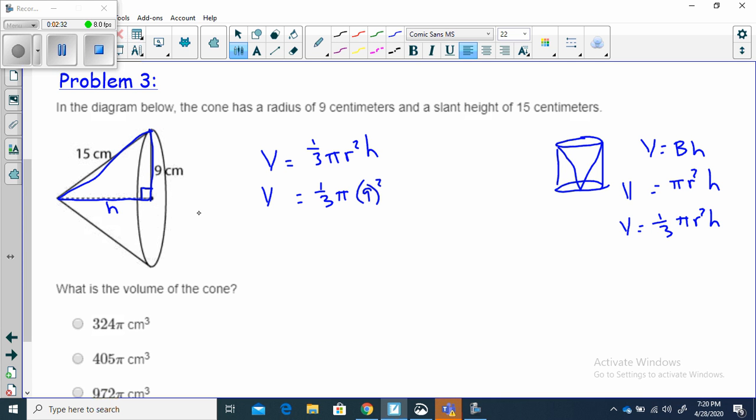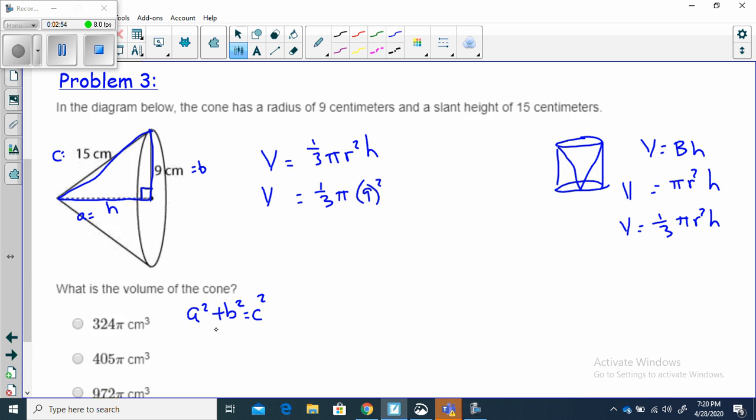If I'm looking for it using the Pythagorean theorem, a squared plus b squared is equal to c squared. I need to find which side would be c. It would be across from the right angle. Your c is always the long side, the hypotenuse, across from the right angle. Then it doesn't matter which one of these is a and which one's b after that. C is the only one that matters.